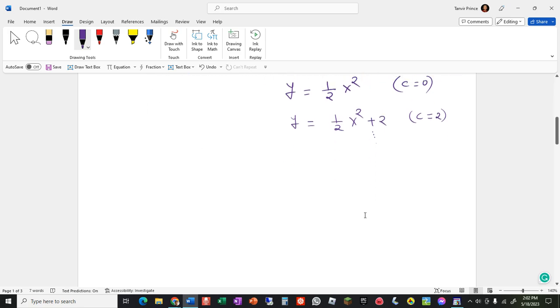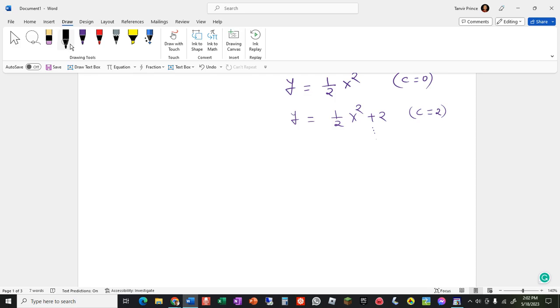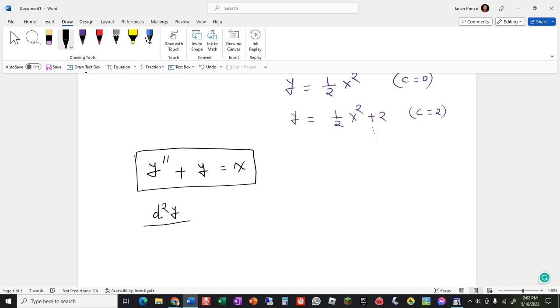So there are several ways you can write a differential equation. For example, if I go back to this first example, y double prime plus y equal to x, I can also use this D notation that you learned in calculus 1. So this is another way of writing y double prime. This is just another way of writing the same equation.